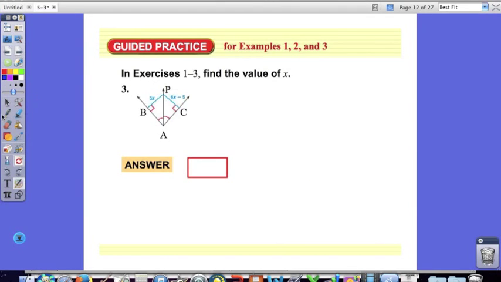In guided practice, once again, you know that these are going to be congruent because angle A is clearly bisected by AP. And since P is on the bisector, it's going to be equidistant from B and C, so 5x equals 6x minus 5. Subtract 6x, you get negative x equals negative 5, so x equals 5.